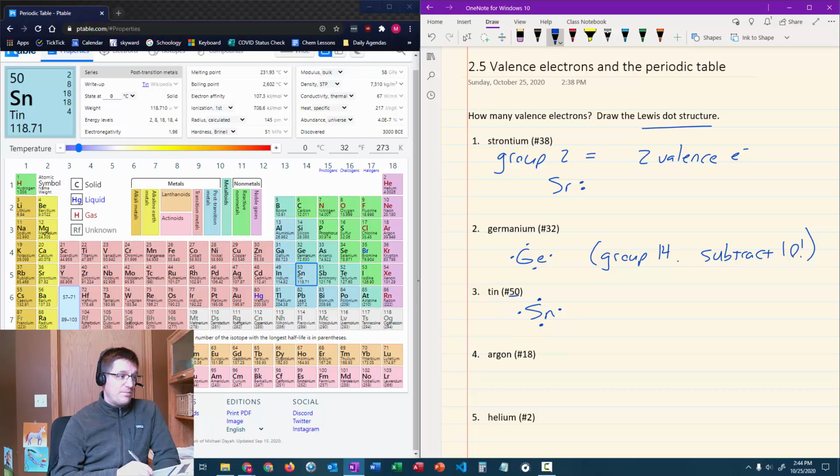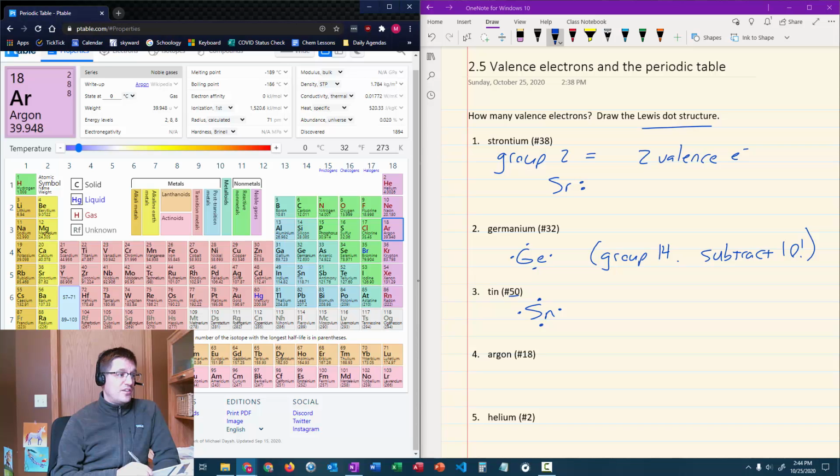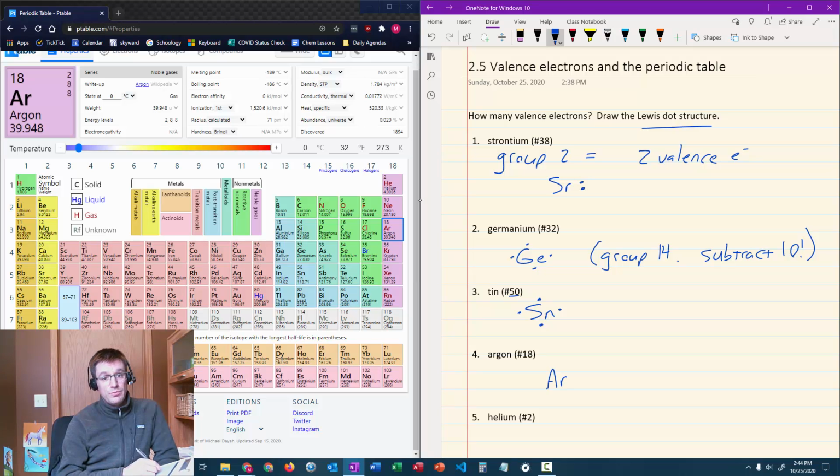Okay. Argon. Now argon is part of a special group of elements. This is the last column of the periodic table. All of these elements, not compounds, all of these elements have a full valence shell. Okay. Now full in most cases means 8. So argon here is going to be Ar, and you can see that because it's in group 18. 18 minus 10 is 8.